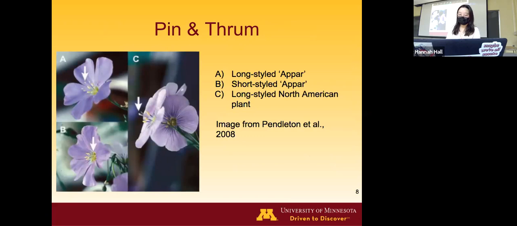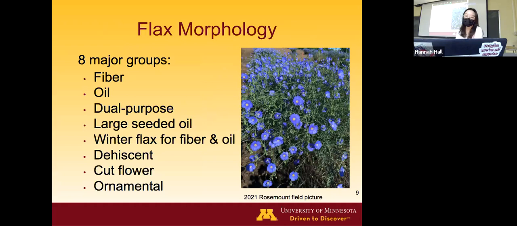And so some more examples are, we have over here a long-styled perennial flax plant. And then we have a short-styled one, and then we have a long-styled North American plant. So you can see the different lengths of styles and anthers there. So flax can be divided into 8 major groups based off of their morphology. You have fiber, oil, dual purpose, which has qualities of both fiber and oil, large seeded oil, winter flax for fiber and oil, dehiscent, and then cut flower and ornamental.